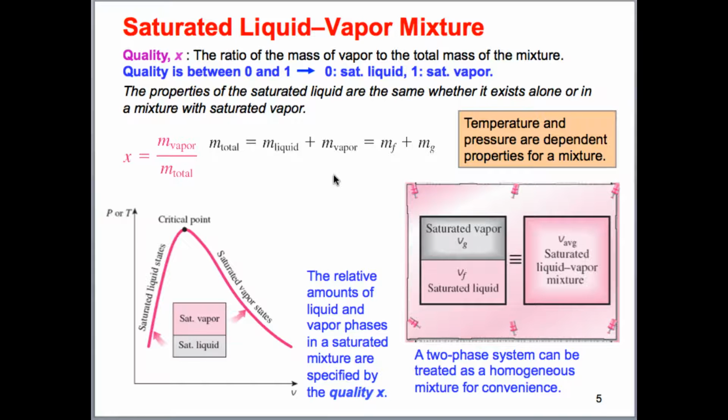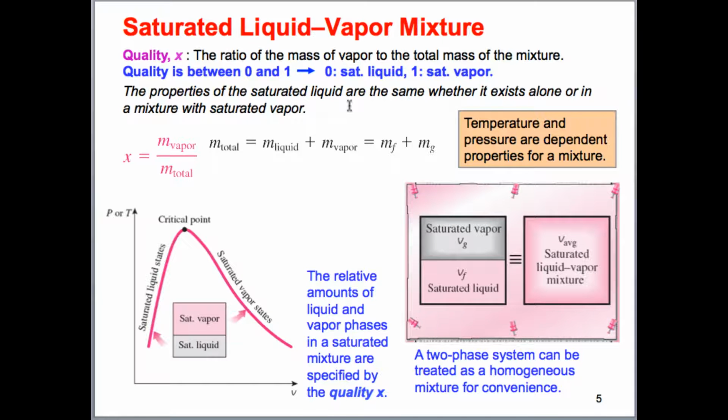Now, in actuality, what we're going to have here is a mixture. We may have a saturated liquid and vapor, but by prescribing an x, what we're really saying is that we have a homogeneous mixture of saturated vapor and saturated liquid. So keep that in mind when you're solving these problems.